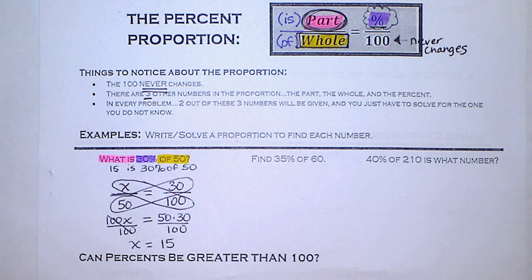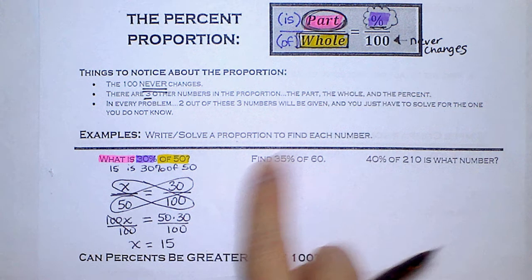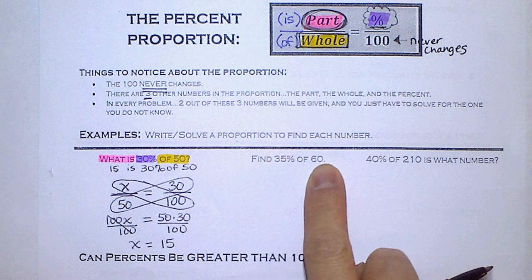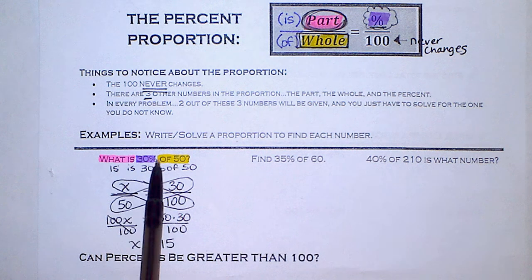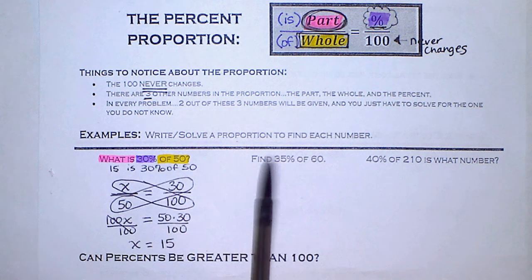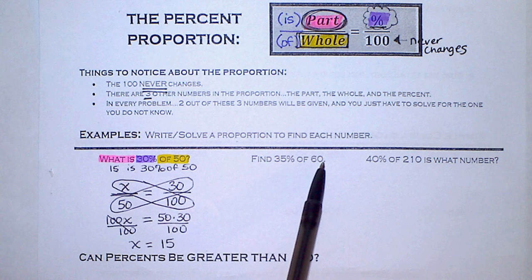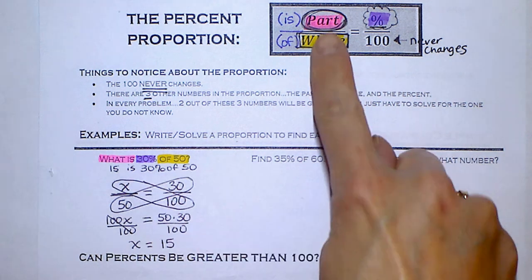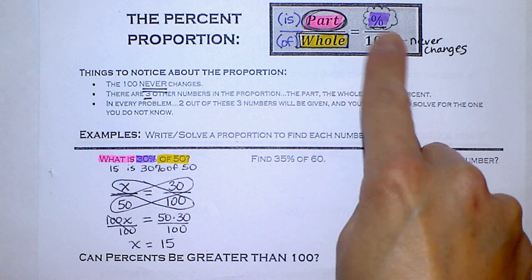Okay, let's look at the second example. Now again, keep in mind, we are going to use highlighters to break up this problem. Now the first equation said what is 30% of 50. This time it says find 35% of 60. Now if you have a highlighter, I'm going to highlight these key parts that I recognize right away.